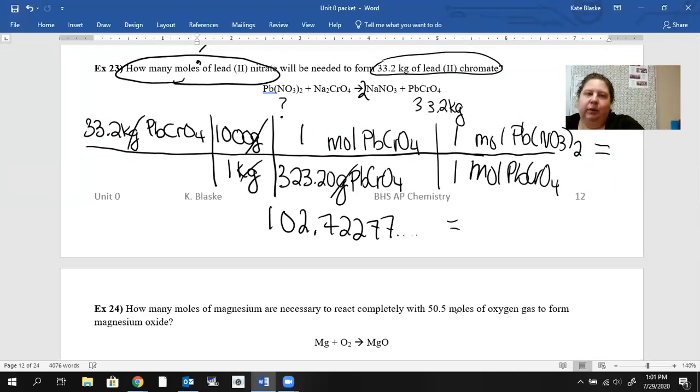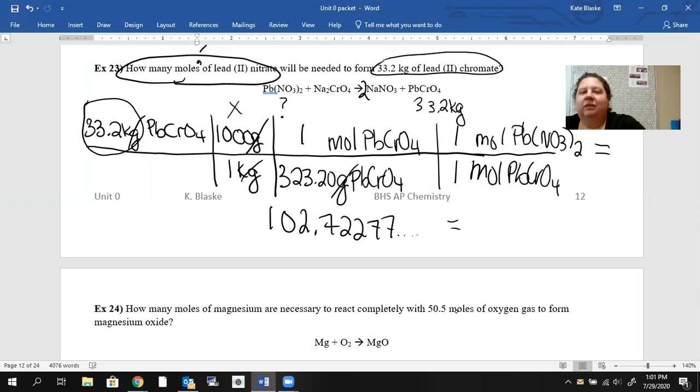Thinking about sig figs. When we do calculations, we got to think about sig figs. This is the only number given to me from the problem that is going to control my sig figs. Metric conversions, this is an exact value. That is not going to have any influence on my sig figs. Neither will molar masses. So I've got 3 sig figs in my given number. I need to keep 3 in my answer. So that's going to round up to 103. If I look at my units, the units there should be moles of the lead 2 nitrate.